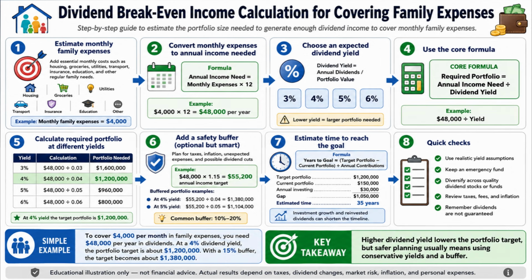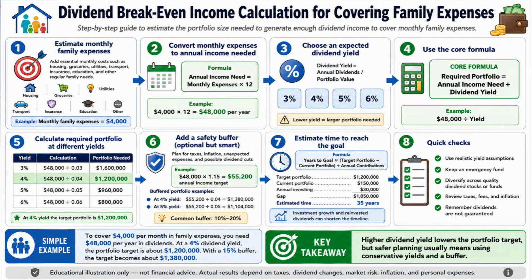Then, use the core formula. The required portfolio equals annual income need divided by dividend yield. In this example, the annual income need is $48,000, so the calculation becomes $48,000 divided by the chosen dividend yield.